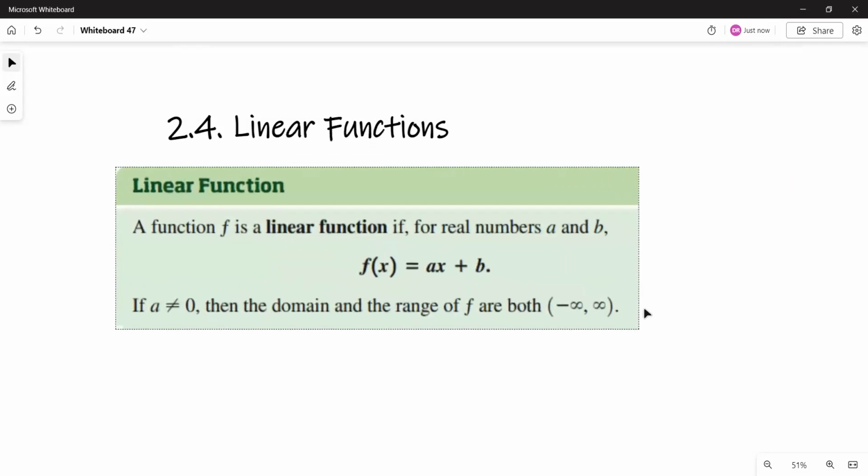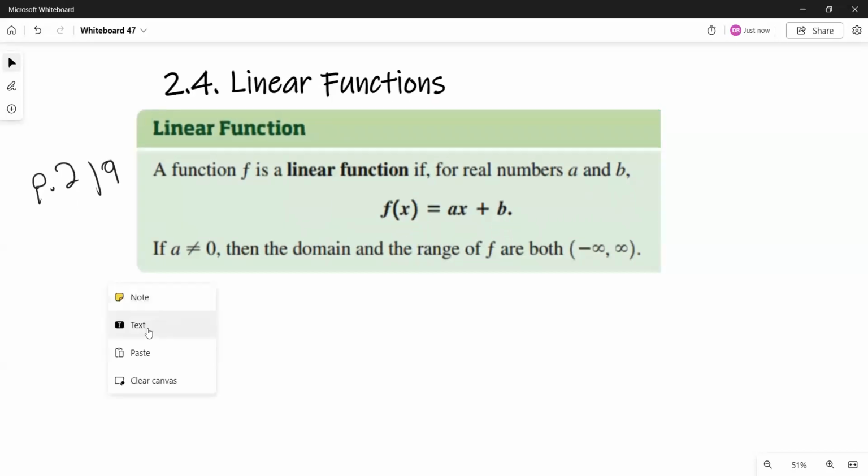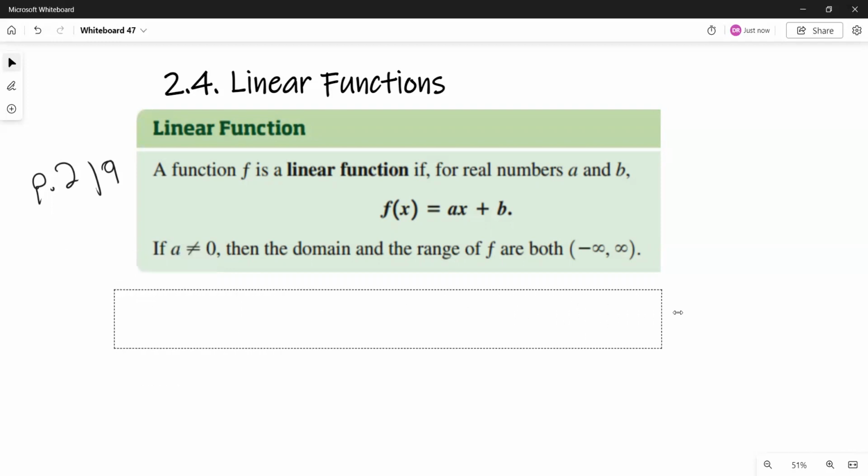So here's the definition of a linear function. A function f is linear if, for real numbers a and b, f of x equals ax plus b. And we want a to be not equal to 0, because if a is equal to 0, then the function is a constant. That is, the value of the function, the y value, is the same for any value of x. So this is on page 219. And the reason why a linear function is called linear is because the graph is a line. So the graph of a linear function is a straight line.